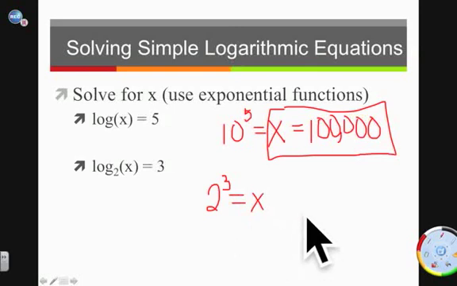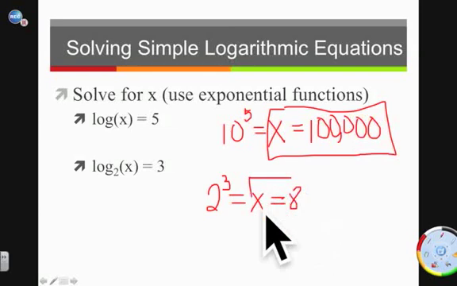Well, 2 to the power of 3 is 8, which straight away gives me my answer. That's why these are our simple logarithmic equations. These are ones that we can just do super quick. Later ones get a little bit harder.